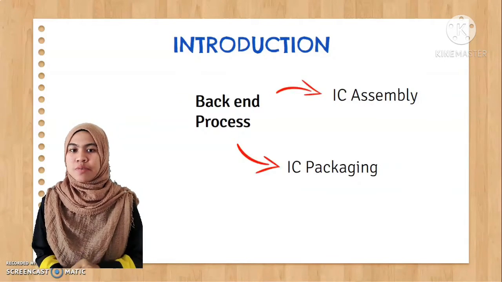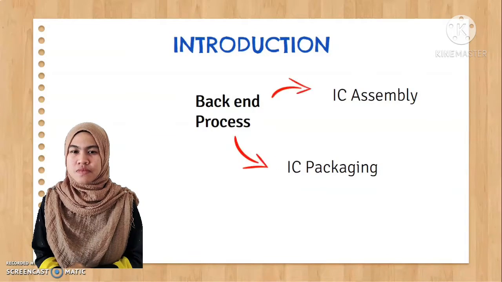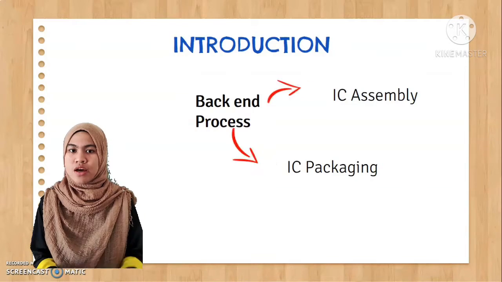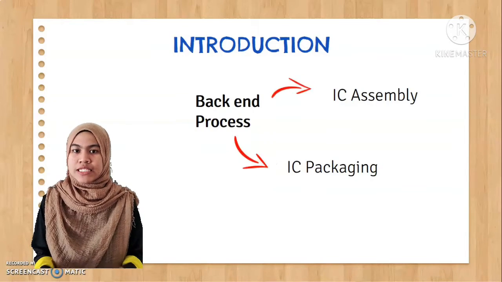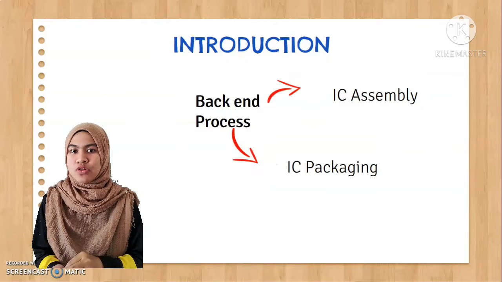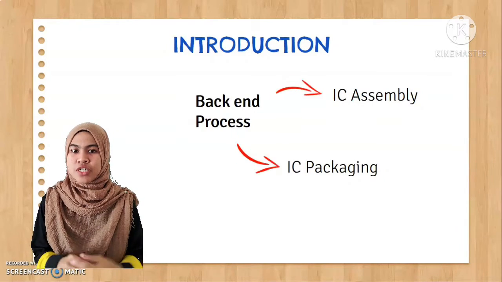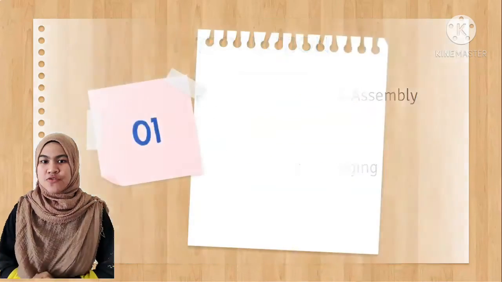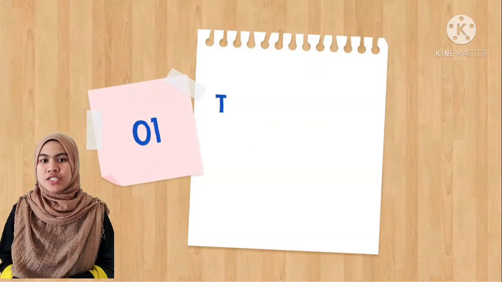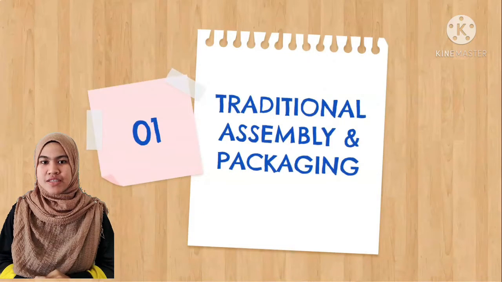Besides, the IC packaging is for the interconnection of signals into and out of the chip. And lastly, the IC packaging is also for the physical support for the chip and for heat dissipation. And as for my part, I will present to you the traditional assembly and packaging.